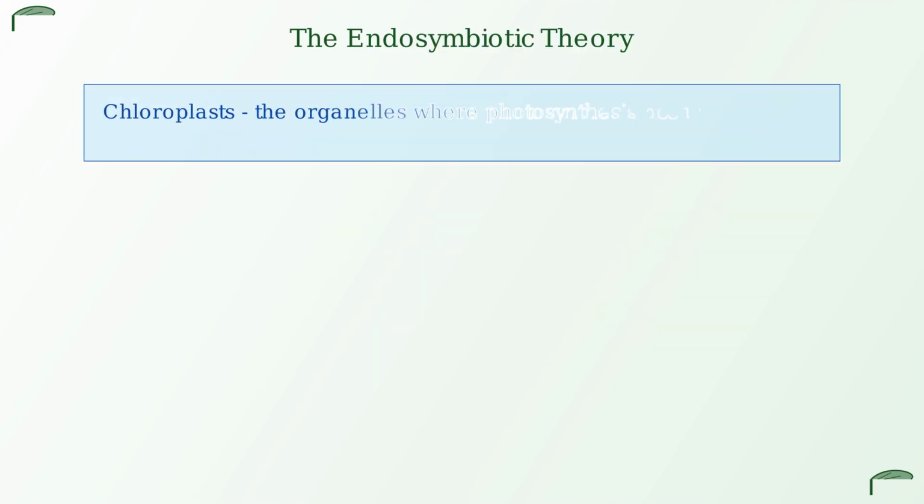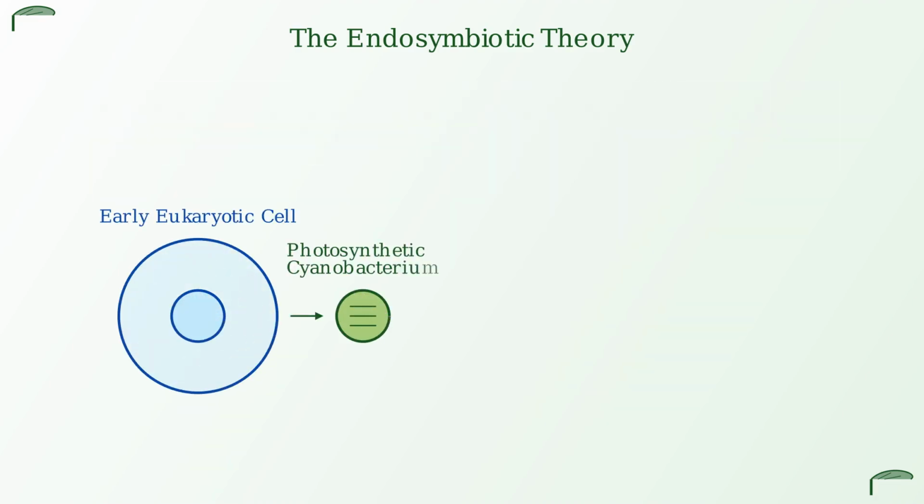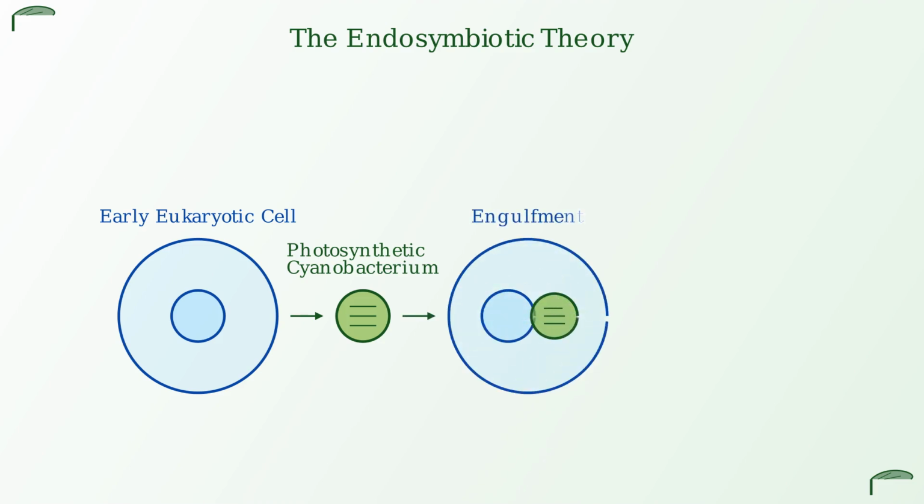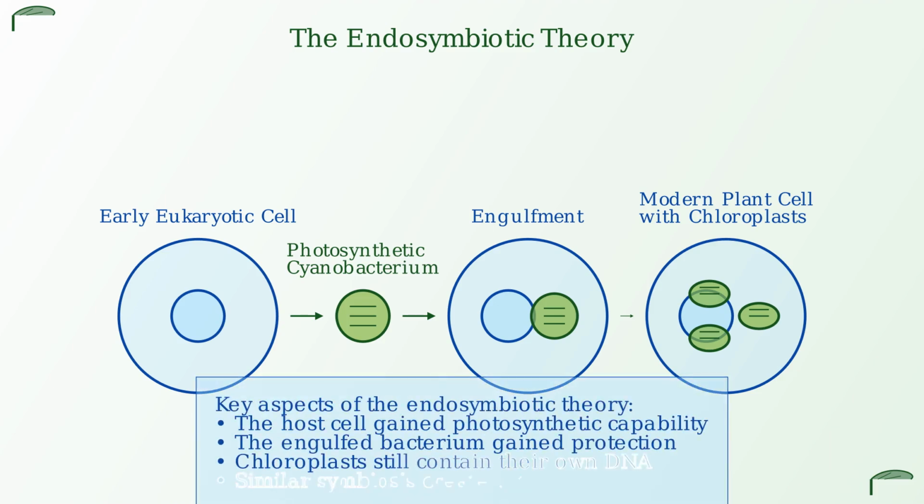Another major evolutionary milestone was the origin of chloroplasts through endosymbiosis. According to the endosymbiotic theory, chloroplasts originated from free-living photosynthetic bacteria that were engulfed by early eukaryotic cells. Instead of being digested, these bacteria formed a mutually beneficial relationship with the host cell. Over time, the engulfed bacteria lost their independence and became organelles, what we now know as chloroplasts. This symbiotic relationship proved highly beneficial. The host cell gained the ability to perform photosynthesis, while the engulfed bacterium gained protection.